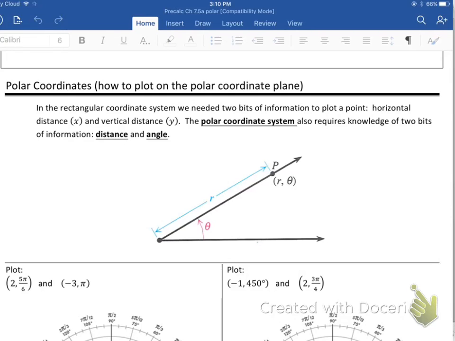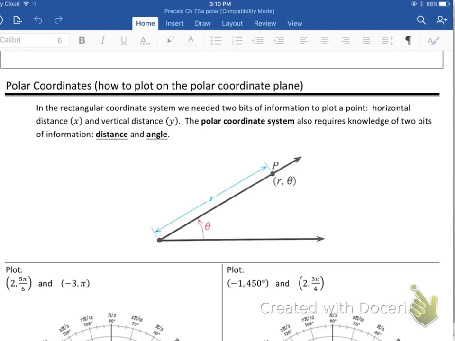The polar coordinate system also requires 2 bits of information. It requires a distance, which we can also call magnitude or absolute value. So we need a distance and we need an angle. How this is going to work is I'm going to find the distance and rotate it with the angle, and that's going to be my point. So this line actually isn't there, it's just going to be that point. It sounds more complicated than it actually is, you'll see in just a second.